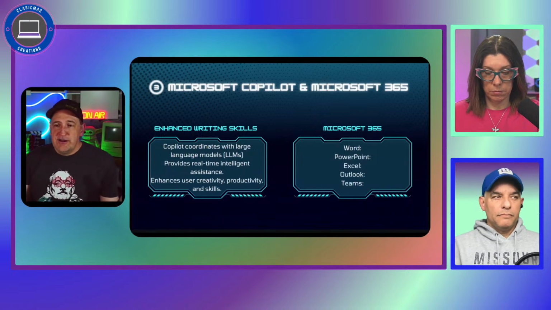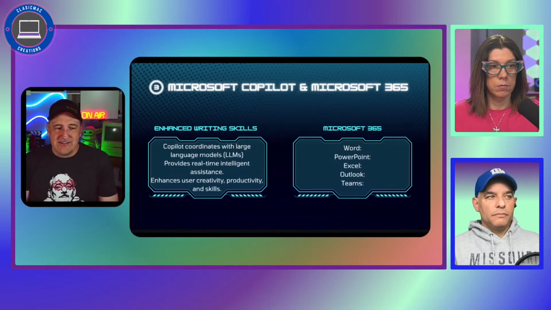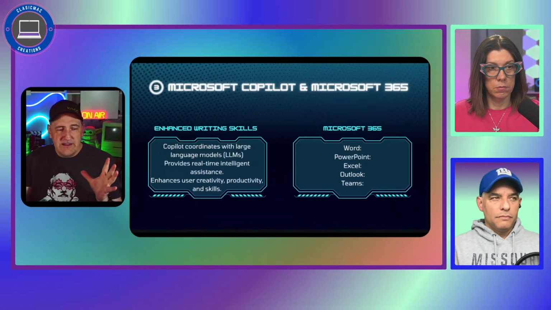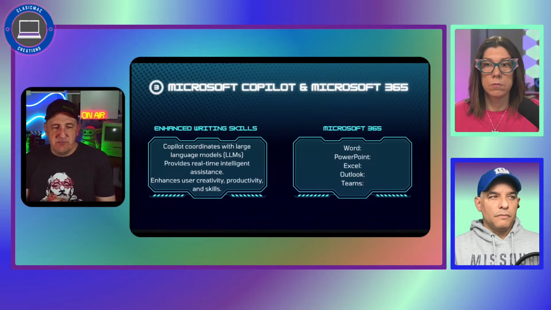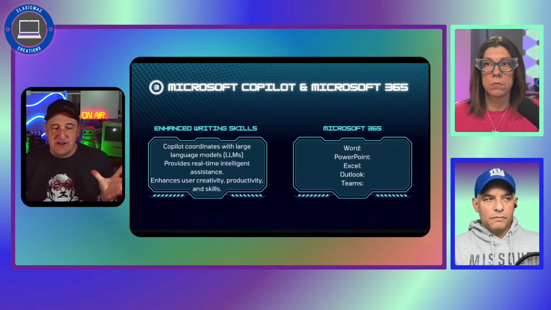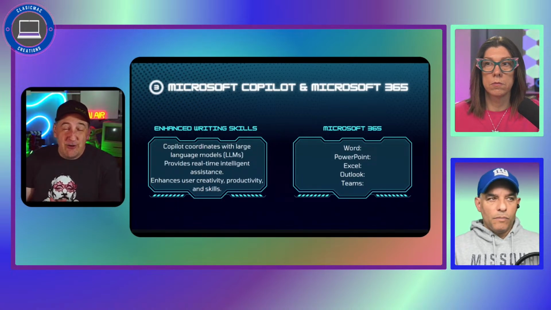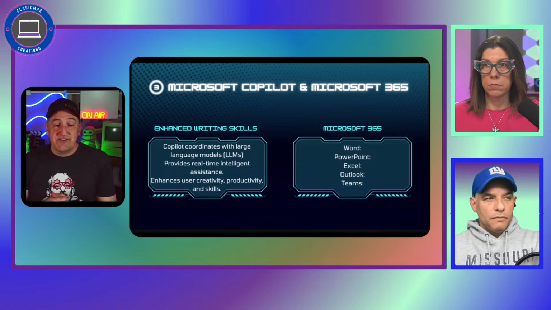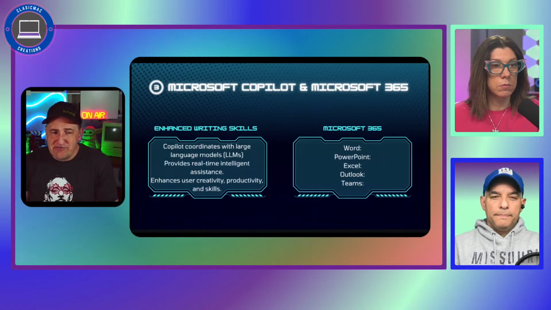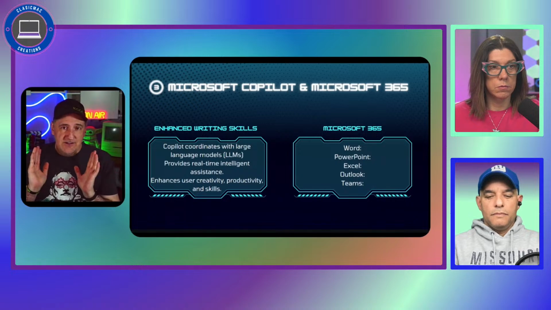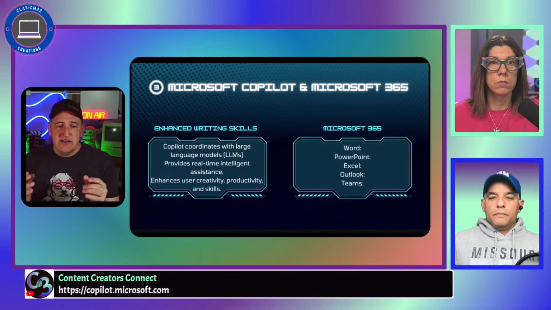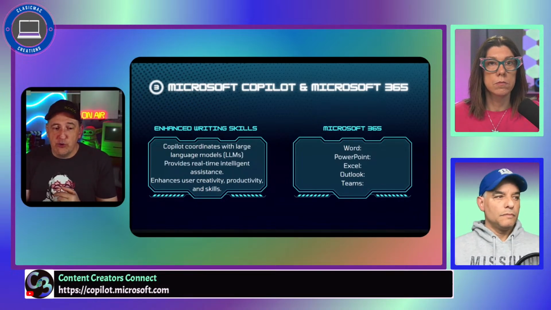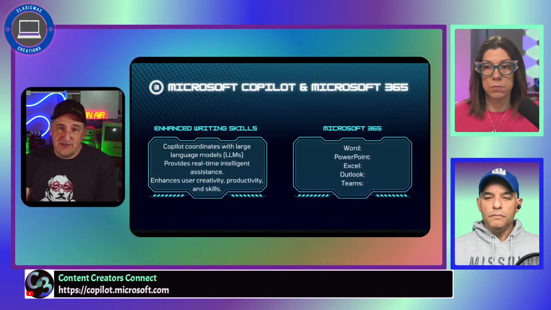So here we are, Microsoft Copilot and Microsoft 365. So, enhanced writing skills. Copilot coordinates with the large language models and can provide real-time intelligent assistance, enhance user creativity, productivity, and skills. And how it actually integrates into the Microsoft 365 suite, Microsoft Word. It integrates and actually has a button on Word for you to hit that Copilot, and it can generate text with or without formatting in new and existing documents.